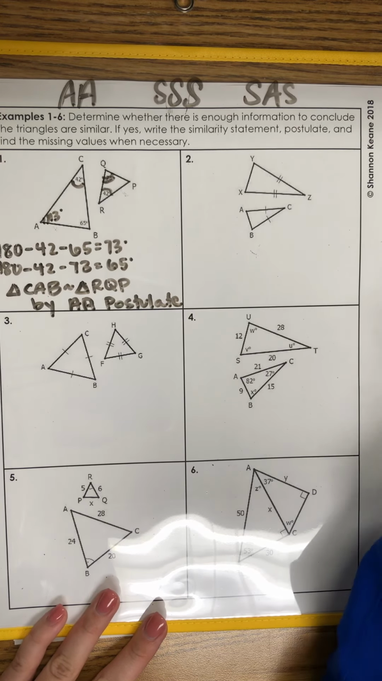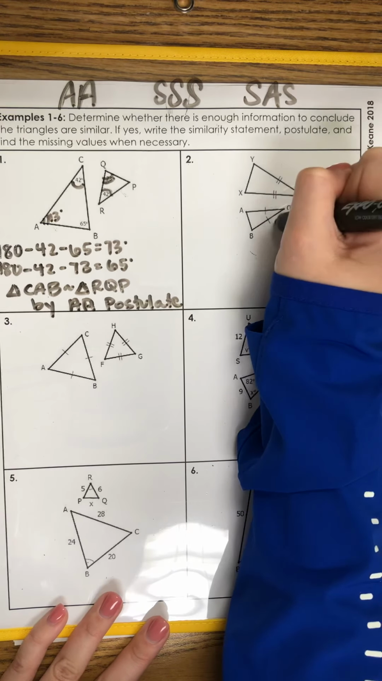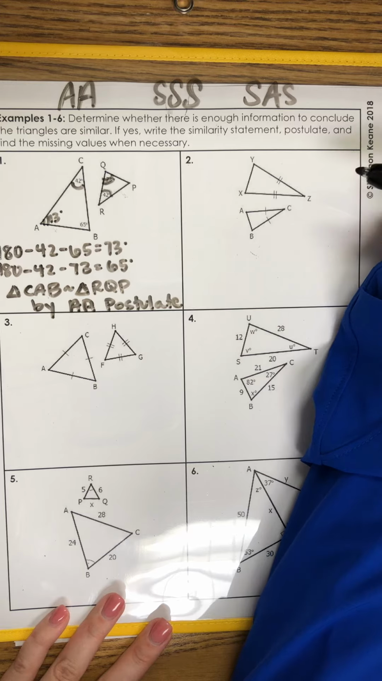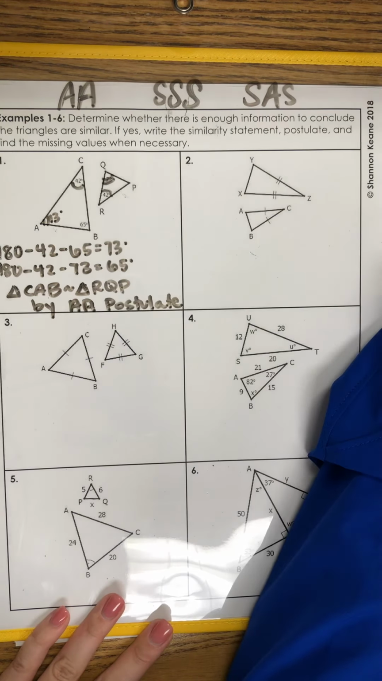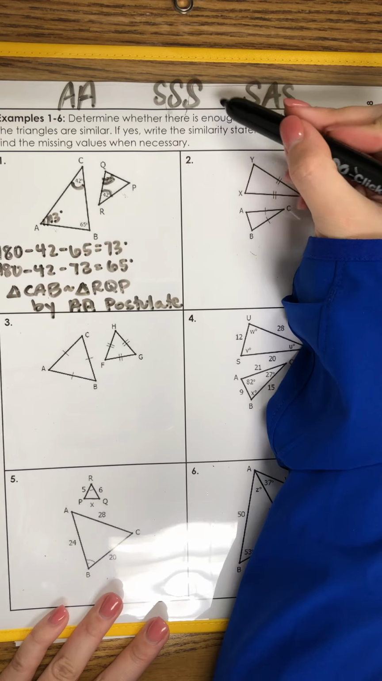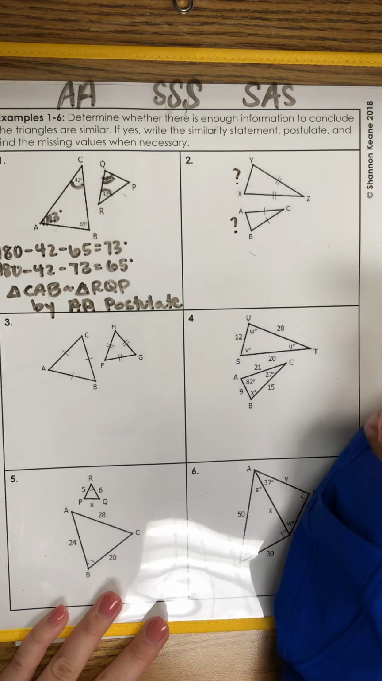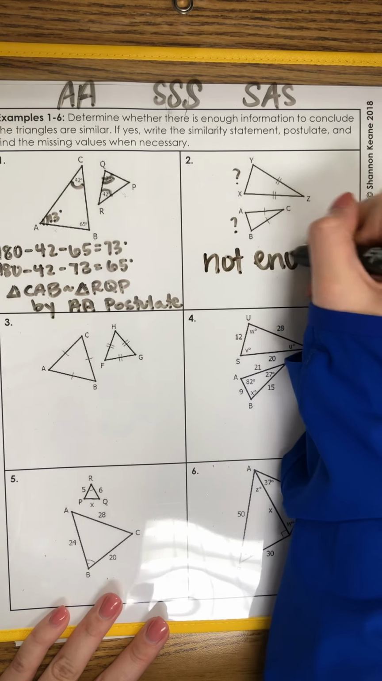So we have two sides. We don't know any information about the angle in between, so we can't use side, angle, side. We don't have any information about any angles, so we can't use angle, angle. Side, side, side, we have two, but we don't know anything about these third sides. So there is not enough information to prove similarity.